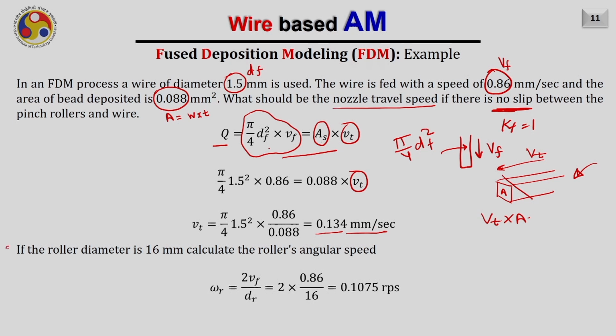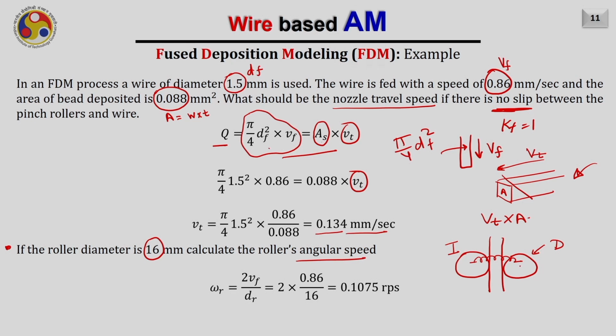Also, now it is asked that if the roller diameter is 16 mm, calculate the roller's angular velocity. It is not given to us how many rollers are the driving rollers. Assume that there is one roller which is the idler roller and another is the driving roller. So, only one driving roller is there, and they are both connected with a spring and applying sufficient pressure to the wire, but this pressure is just sufficient to push the wire without any slip or crushing it.